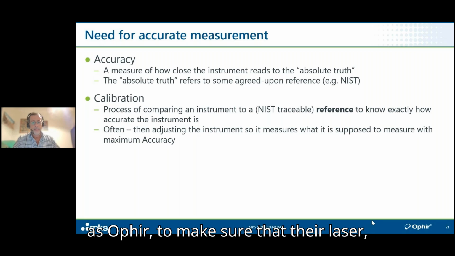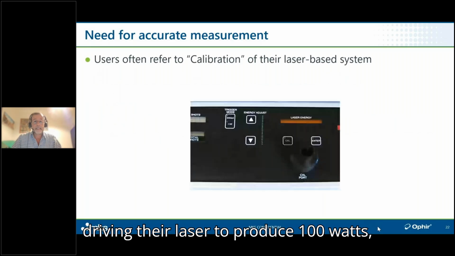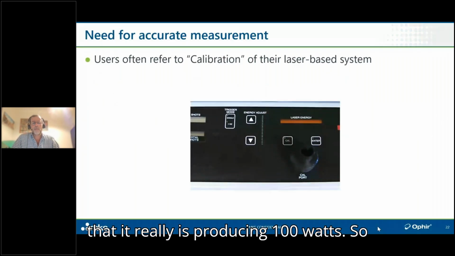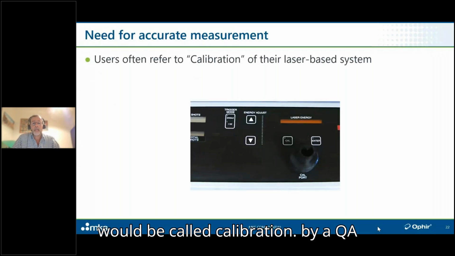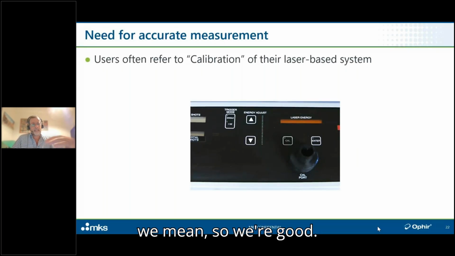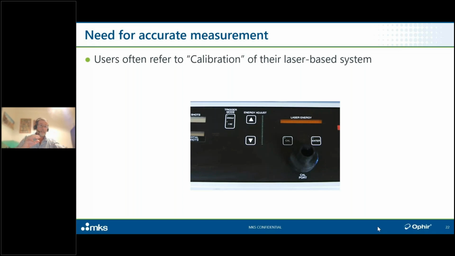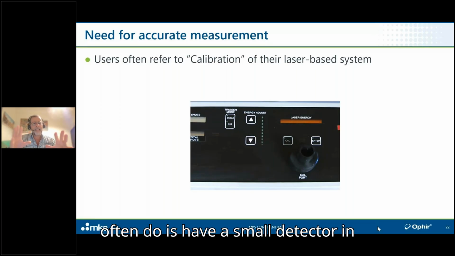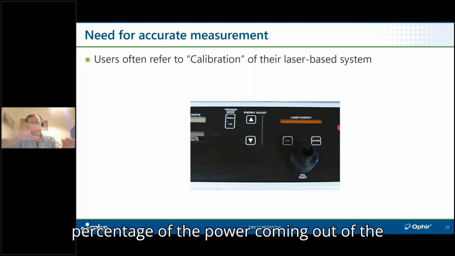So here you see just an example. This is something that we've seen in quite a few laser-based surgical systems, where they'll often have a small detector inside the system looking at a tiny percentage of the power coming out of the laser, maybe a beam splitter, or in gas type lasers, there's still the rear leak, whatever it is. And they're monitoring the laser full time that way, but there are limitations to that. There's drift there. It doesn't pick up changes that happen farther downstream in the optical chain.